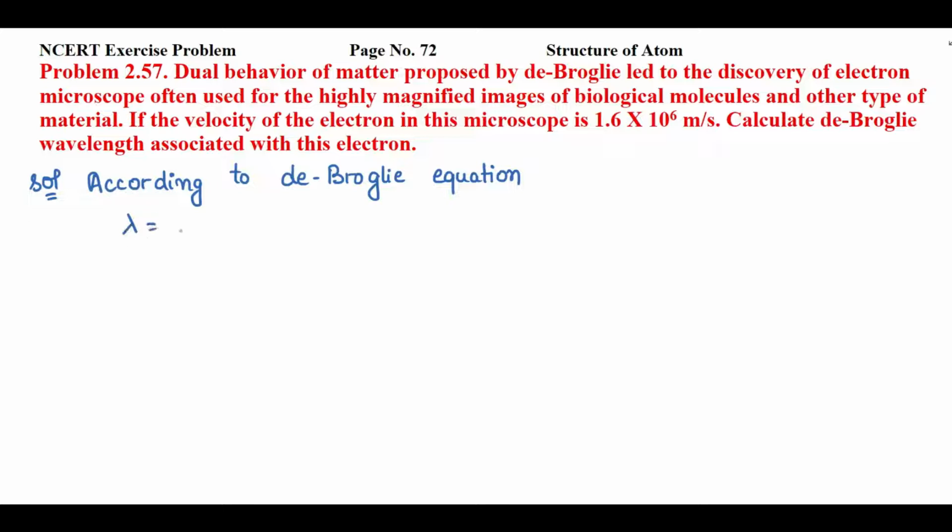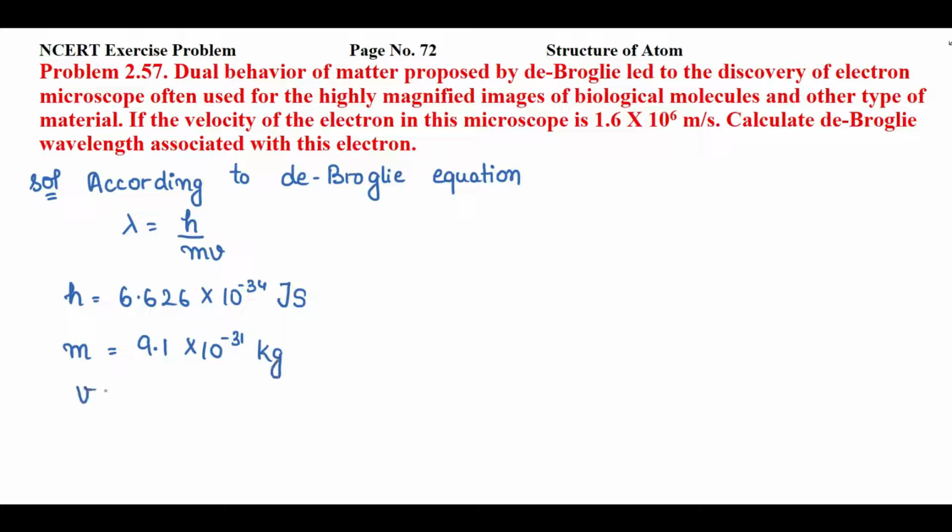lambda, that means wavelength, equal to h by mv, right? Now lambda is wavelength over here. This h is Planck's constant and its value is fixed, 6.626 into 10 raised to power minus 34 joule second. m is mass of an electron and its value is 9.1 into 10 raised to power minus 31 kg. v is velocity of electron and its value is 1.6 into 10 raised to power 6 meter per second, right?